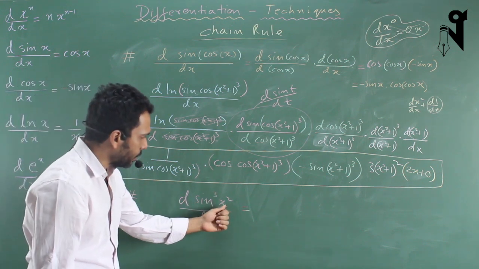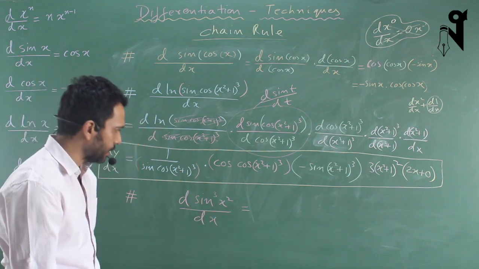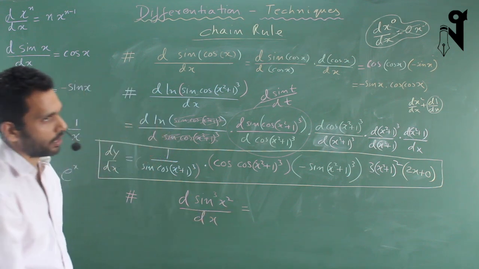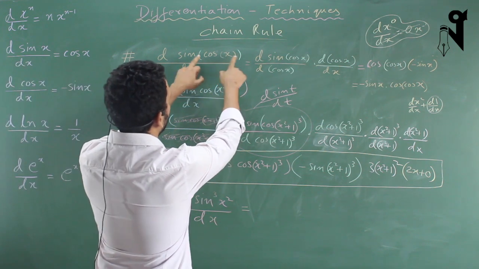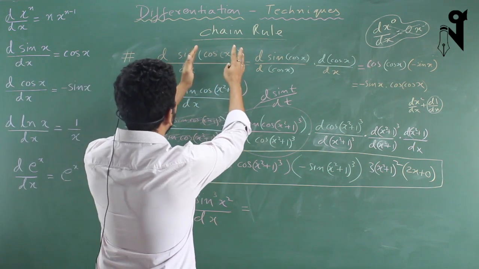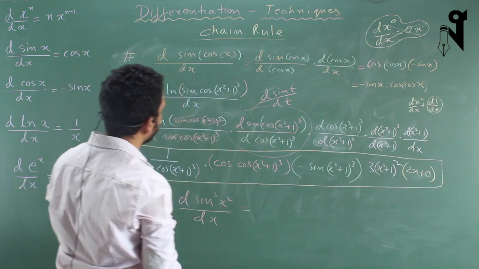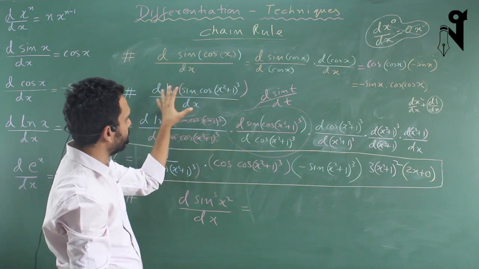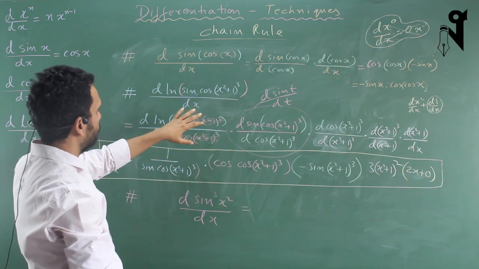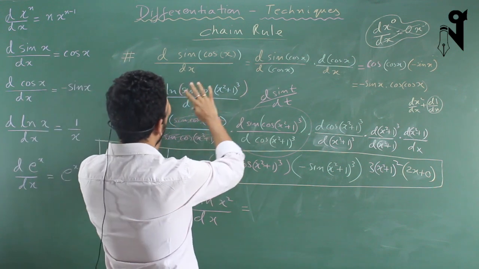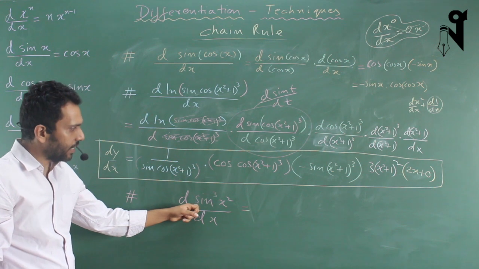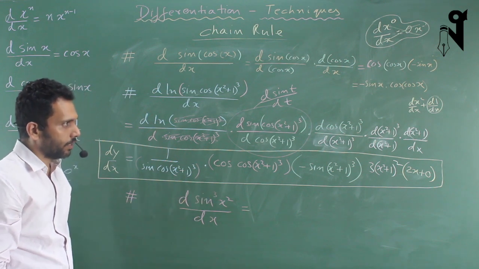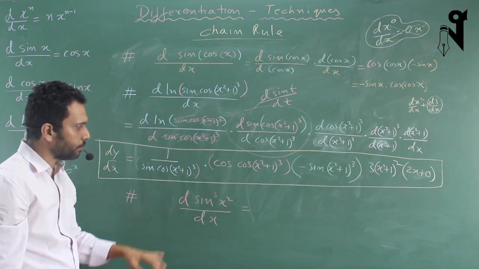Is it a sine of something? Is it a sine x square? No, it is not. What is the first thing it is? Like when I read this, was it a cos of something? No, it was a sine of something. Cos of something came later. Was this expression a cos of something? No. The first envelope was a cube of something. So what is this? It is a cube of something.